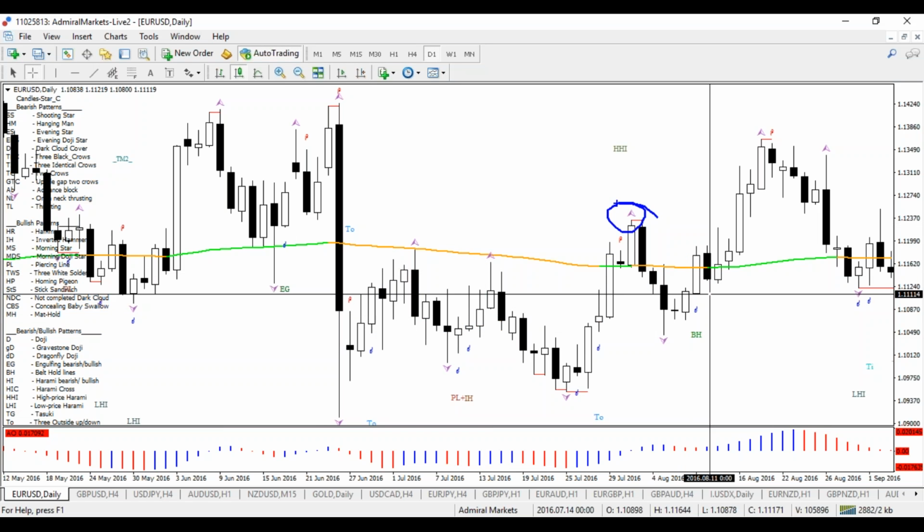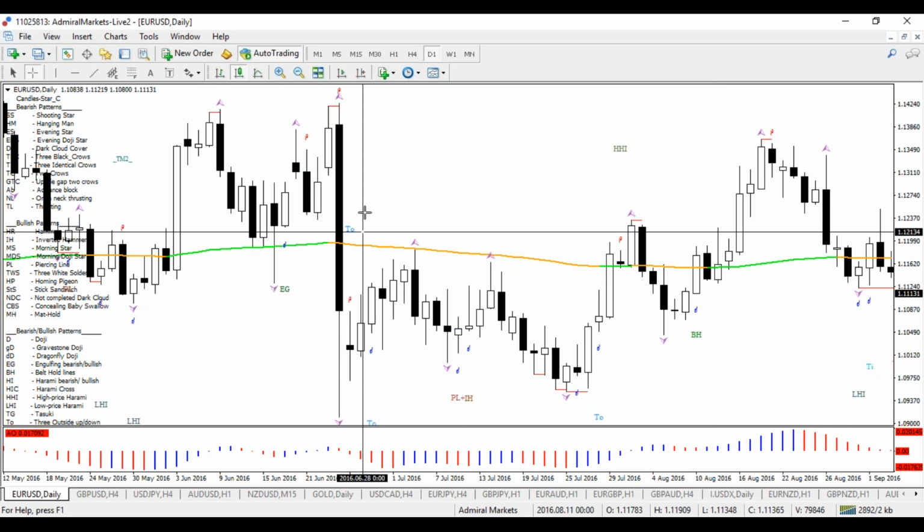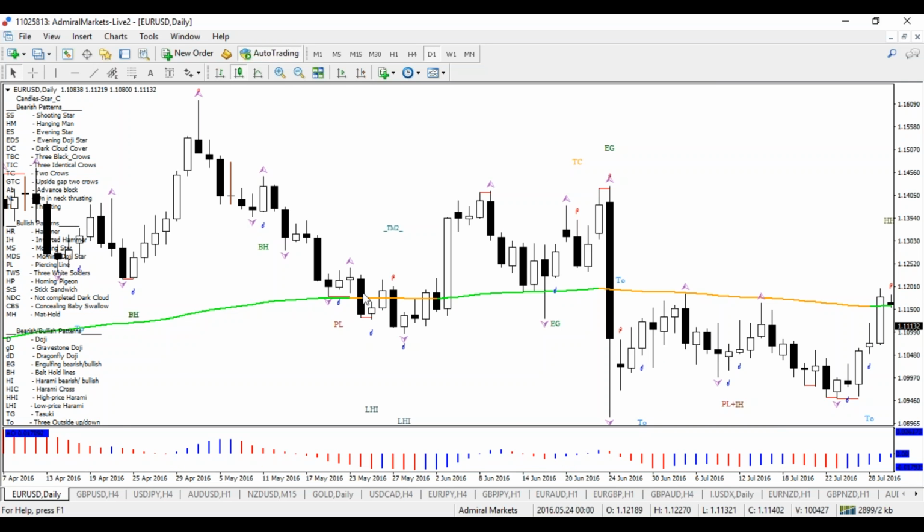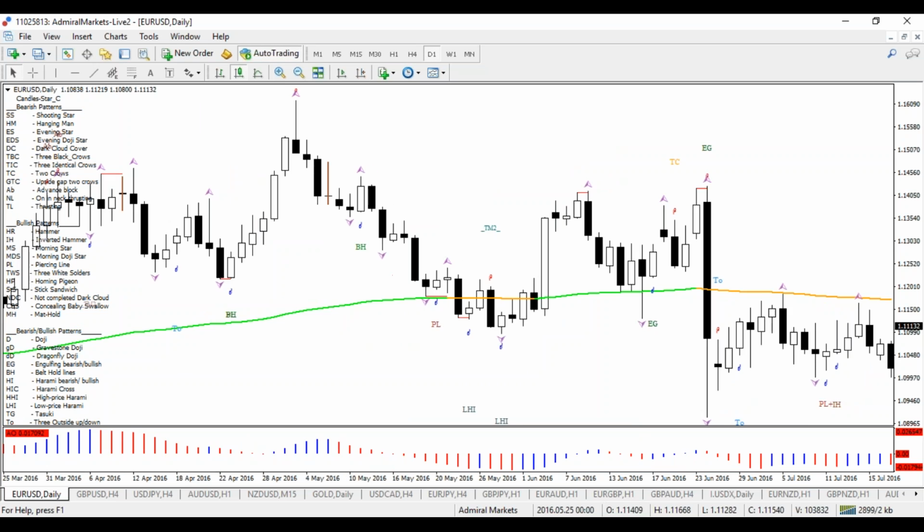Why? Because we had a higher high already and a higher low. So we were in this motion already with the trend. Here, not so much. Here we had a lower low and a lower high. So that's what I mean. Part of the things that you can take into consideration: trend, patterns.